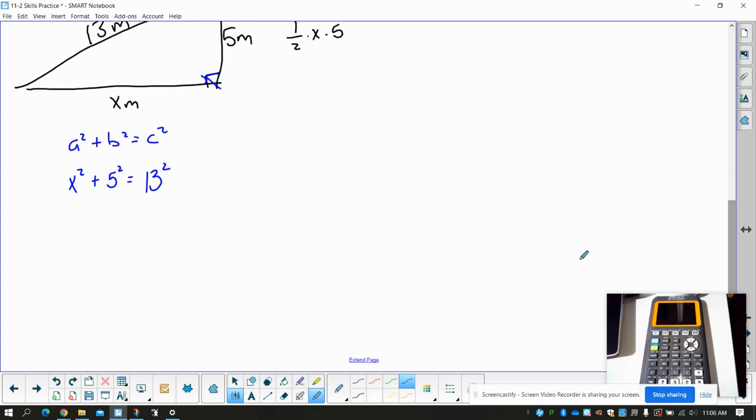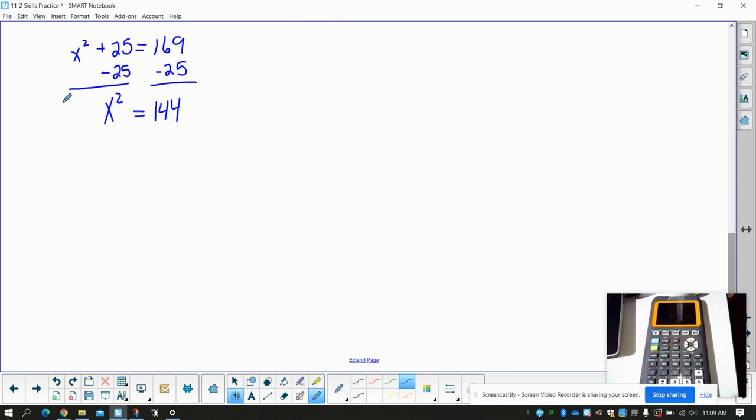Now we need to do some algebra in order to figure out what this x is. So let's do x squared plus 5 squared. I'm going to go ahead and change that to 25. 5 times 5 is 25. 13 squared, 13 times 13 is 169. Remember, we're doing algebra right now just to solve for this x. So I'm going to subtract 25 from both sides. 169 minus 25 is 144. 25 minus 25 is 0. I'm left with just this x squared over here.